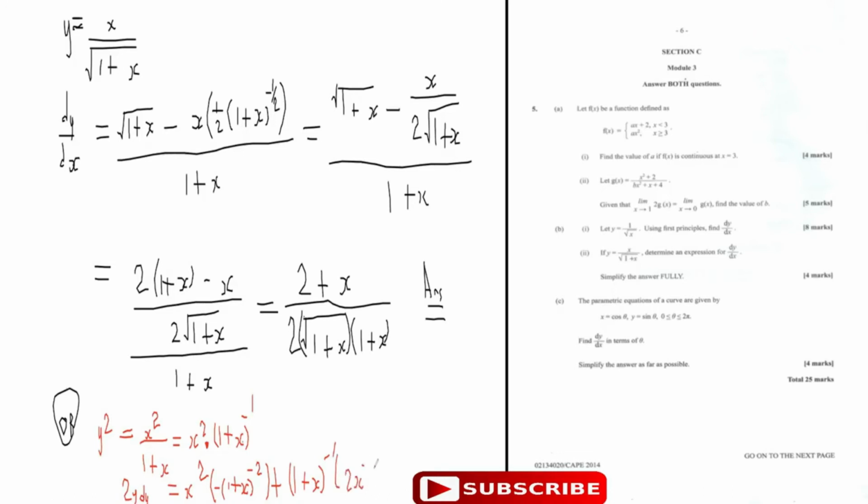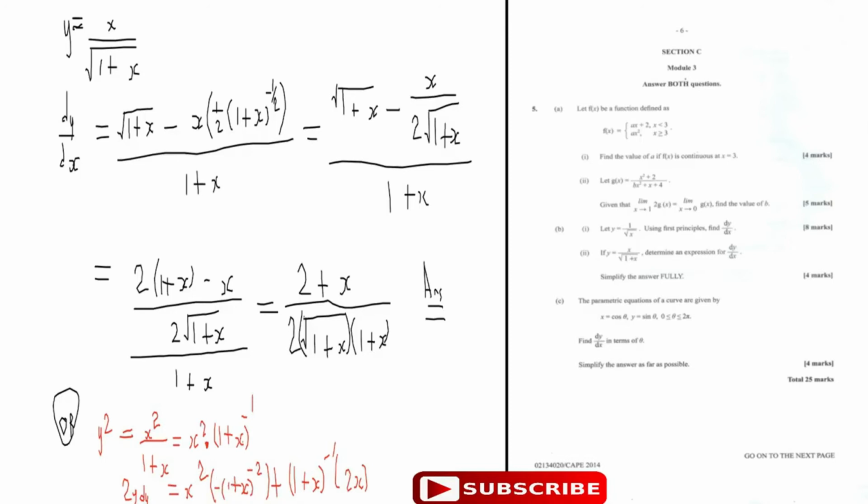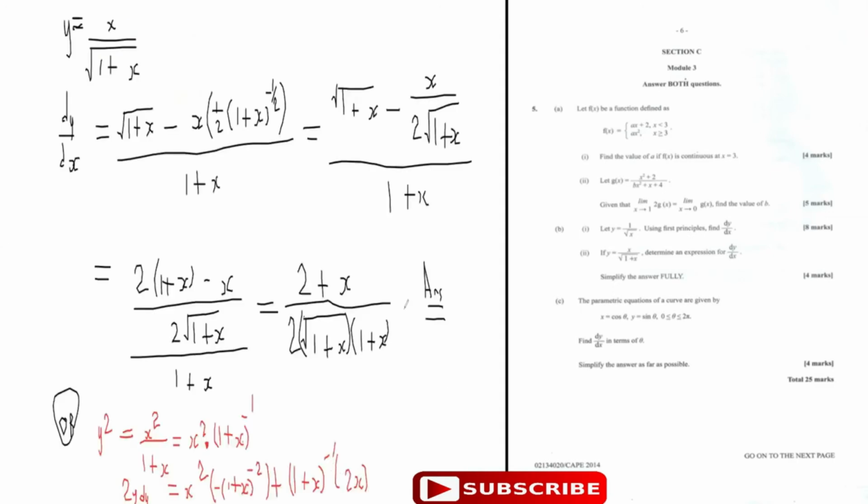This is telling me that 2y dy by dx, this is if you wanted to do it implicitly, 2y dy by dx would work out to be equal to, this part is going to simplify to be minus x squared over 1 plus x all squared. Then I have plus 2x over 1 plus x.